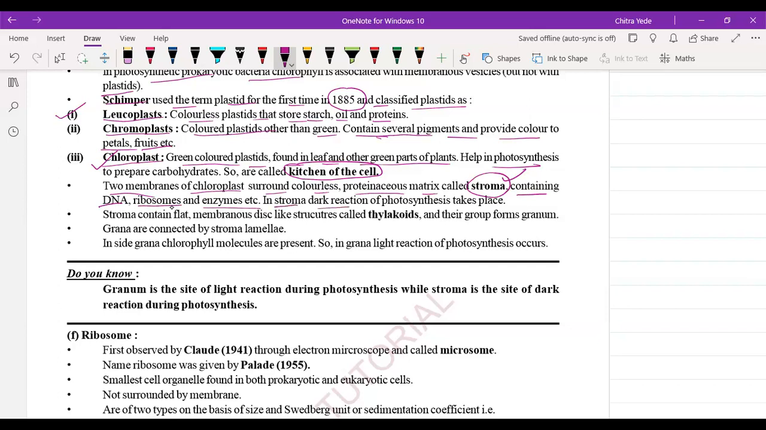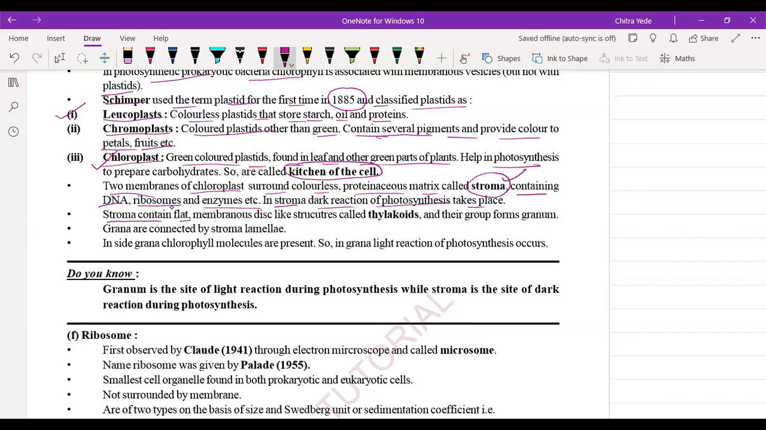In the stroma, the dark reaction of photosynthesis takes place. Dark reaction means the conversion of chemical energy into food. Here there is no need of light. That's why it is called the dark reaction. I hope you understood.